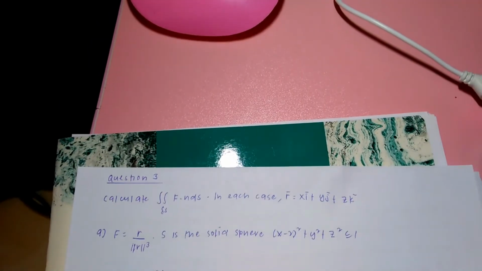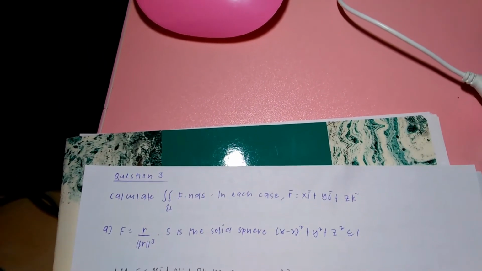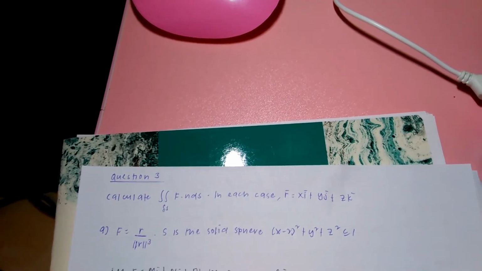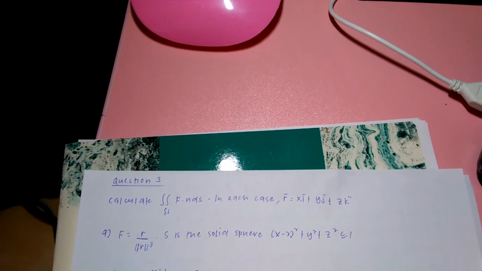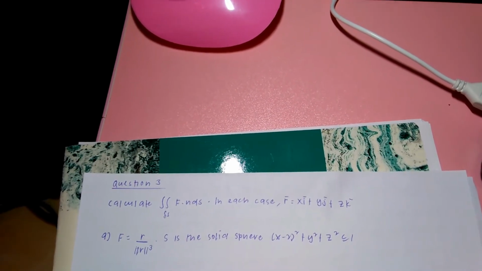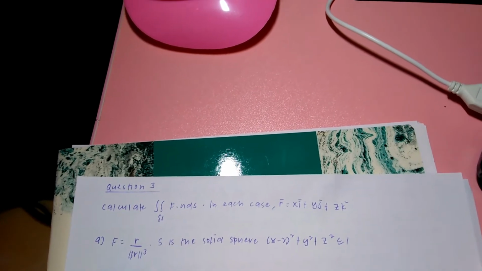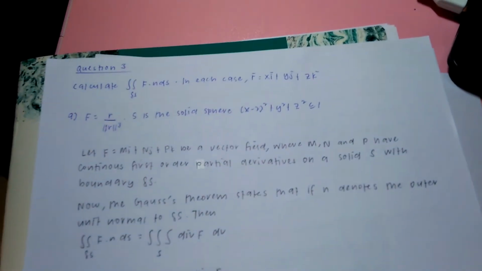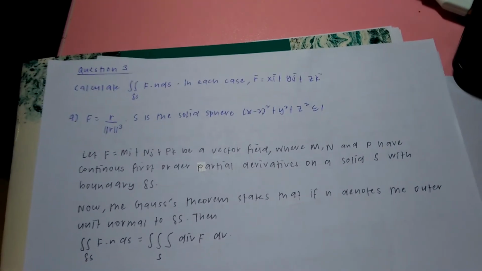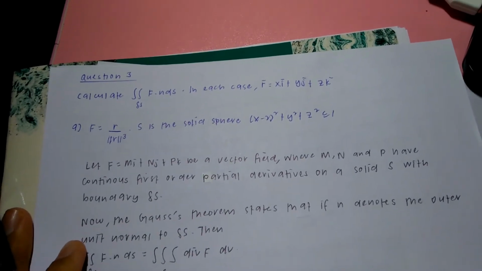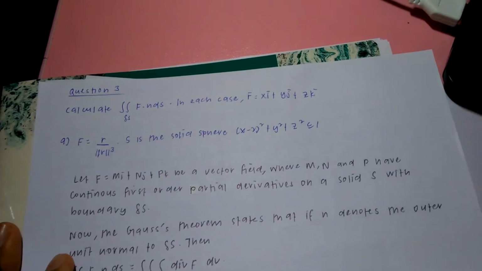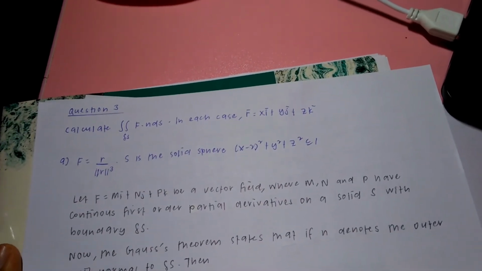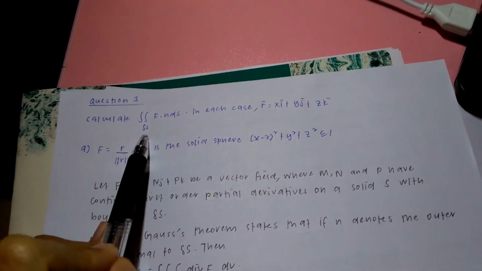So for question A, the vector function F is given as r over magnitude of r cubed. S is the solid sphere, (x minus 2)^2 plus y^2 plus z^2 less than or equal to 1. So the answer is, first, we have to let F equal Mi plus Nj plus Pk be a vector field, where M, N and P have continuous first order partial derivatives on a solid S with boundary delta S as stated in the question.